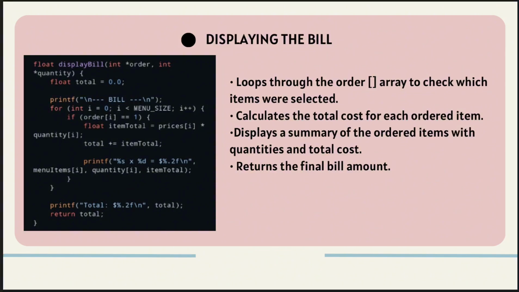So now let's move on to the function that displays the bill. This function loops through the order[] array to check which item was selected. For each ordered item, it calculates the total cost based on the item's price and quantity. Then it displays a summary of the order, including the item's name, quantity and total cost. Finally, it prints the total bill amount and returns it for further processing. This ensures a clear breakdown of the purchase for the user.